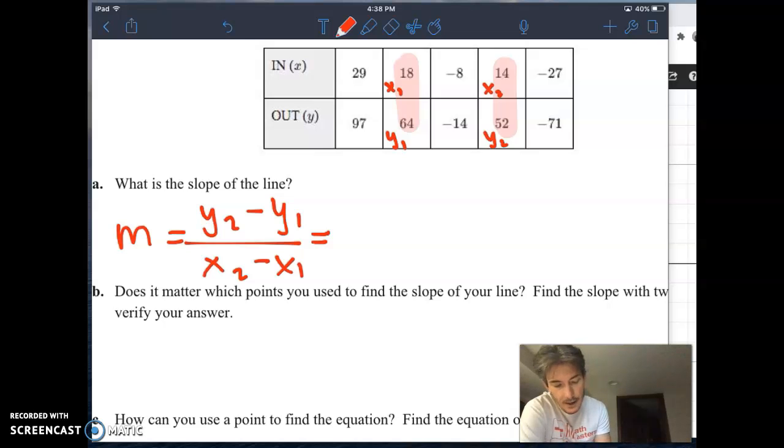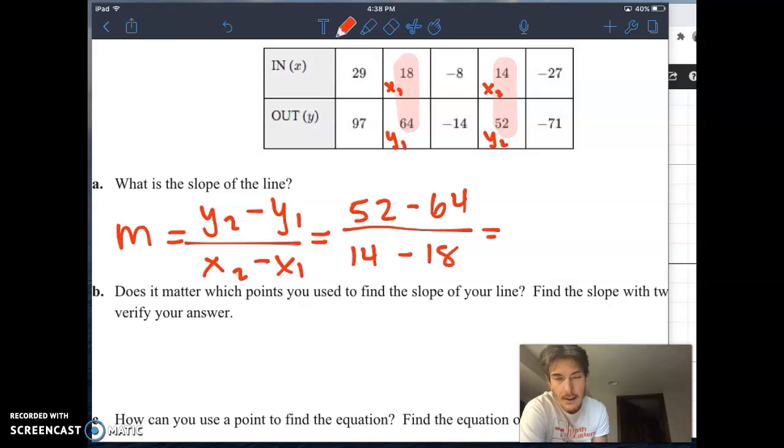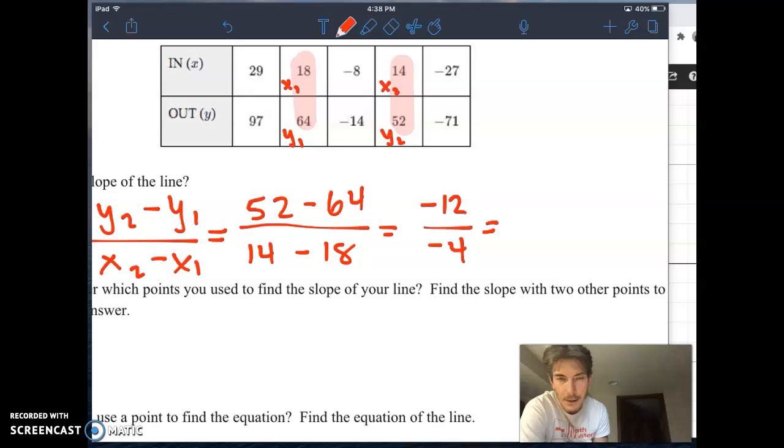So let's check. All right, y2 minus y1, 52 minus 64, divided by x2 minus x1. That's going to be 14 minus 18. All right, now if you need, grab a calculator, but 52 minus 64 is negative 12. 14 minus 18, that is negative 4. I know that a negative divided by a negative is a positive, and 12 divided by 4 is 3.